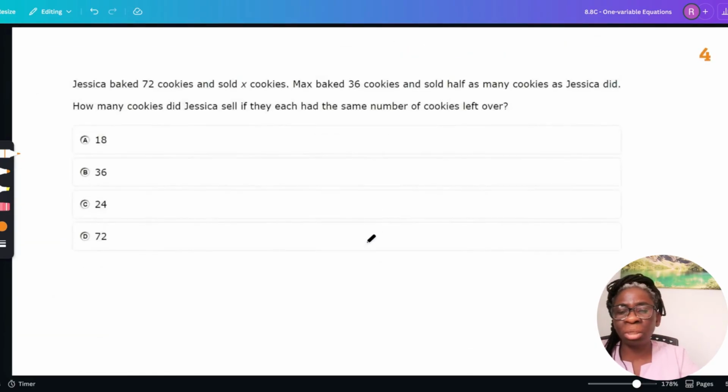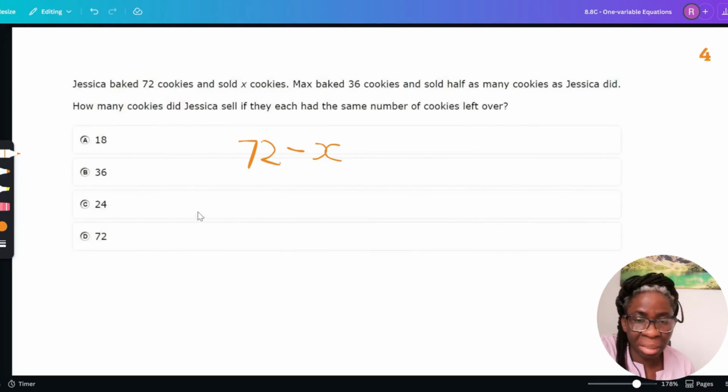So now to the next one. Jessica baked 72 cookies and sold x cookies. Out of 72, she sold x. That will be 72 minus x. We don't know the number she sold, so we'll be subtracting it from 72. Max baked 36 cookies and sold half as many cookies as Jessica did. How many cookies did Jessica sell if they each had the same number of cookies left over? So that means what Jessica has left over is equal to what Max had left over.